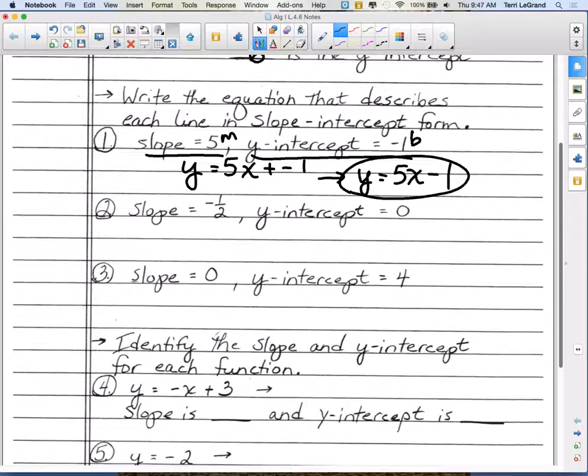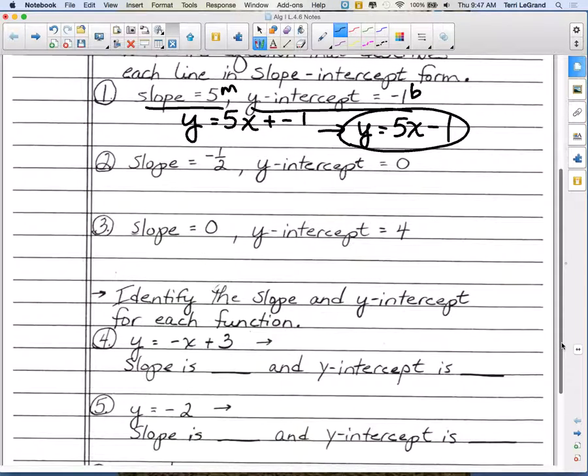Okay, you try the next one. Write the equation of a line that has a slope of -1/2 and a y-intercept of 0. Who wants to offer up what they wrote? Benton. Y equals -1/2 x. Like that? Okay. Anybody want to agree with that?